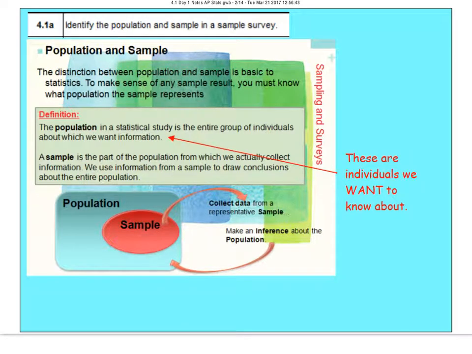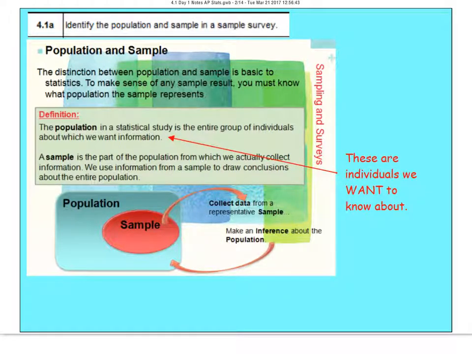4.1a is going to have us identify the population in the sample in a sample survey. This is one of the fundamental learning objectives within this chapter. So defining the population. In a statistical study, it is the entire group of individuals about which we want the information. That is, what do we want to know about the individuals? What group are we interested in?